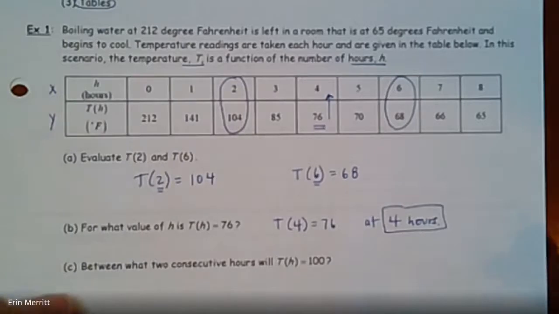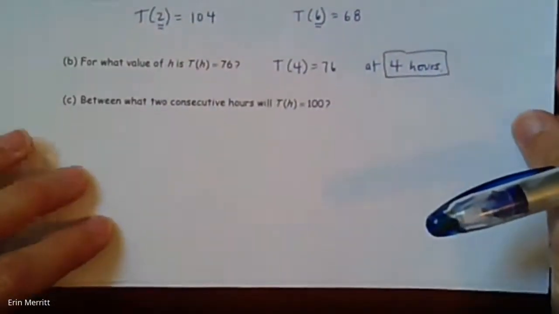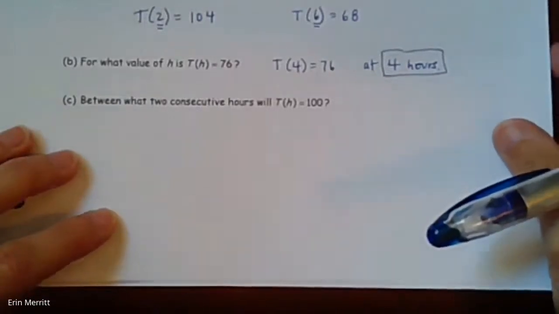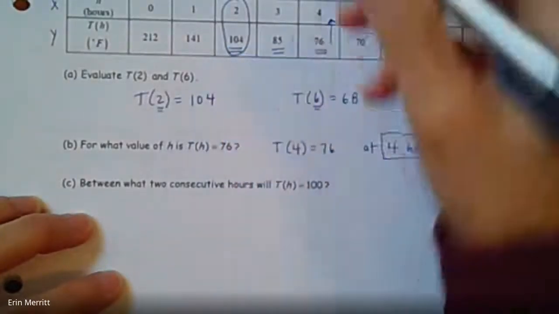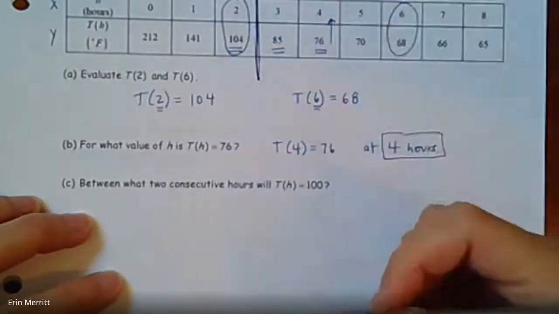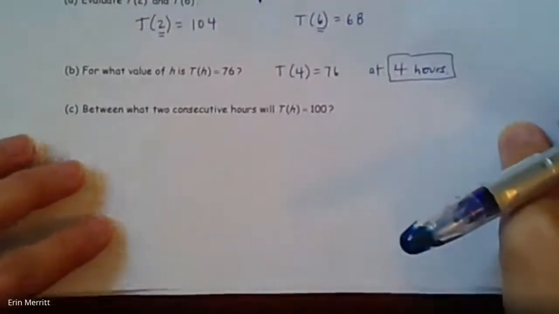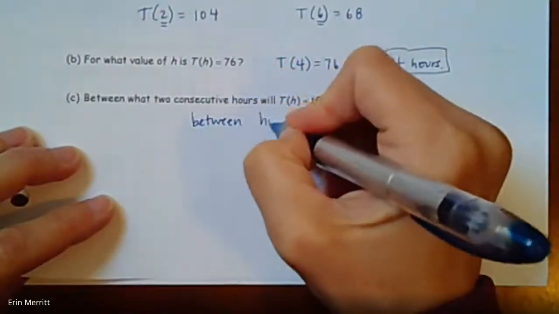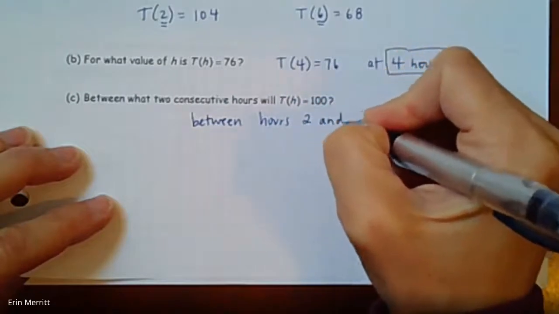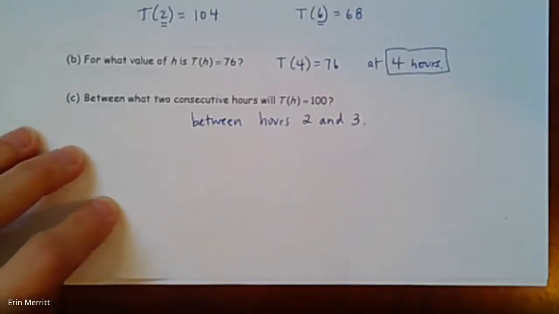Between what 2 consecutive hours will T of H equal 100? Just take a look back in the table. Let me slide back a little bit. We can see where it's 104, and we see where it's 85. Somewhere in between those 2 time marks is when it's actually going to hit 100. Consecutive hours just means in a row. So between hours 2 and 3 is when it hits 100 degrees, somewhere in that range. That's it for that first example.